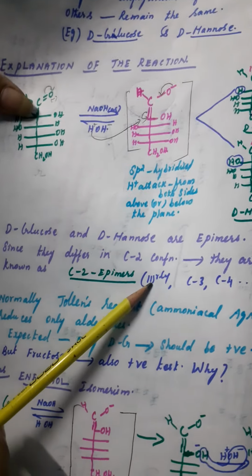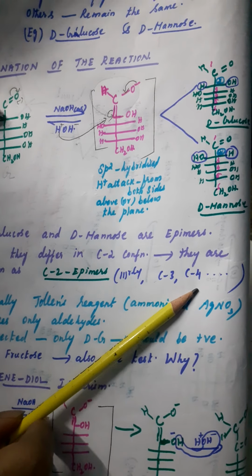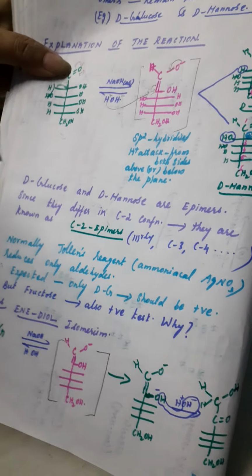If they differ in the third carbon, similarly, it's C3 epimers. If they differ in the fourth carbon atom configuration, we call that C4 epimers. Like this, it will go on.